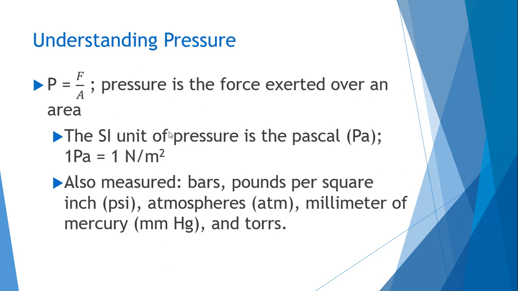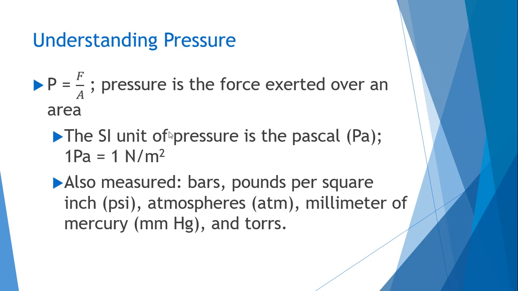Now, with units. The SI unit for pressure in science is called the Pascal, or we abbreviate it as capital P, lowercase a. And all Pascal stands for is 1 Newton per meter squared. Just like any unit in science, that is not the only unit that you can use. You can also measure pressure in bars. The one you've probably heard of is pounds per square inch, which is PSI. That is typically what tires register pressure in.